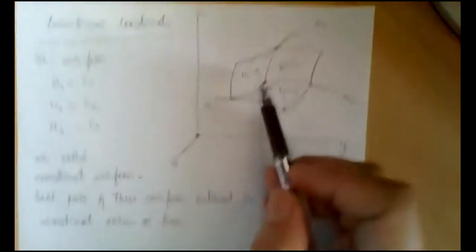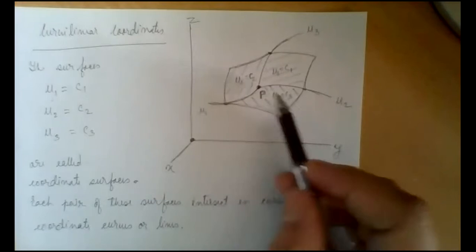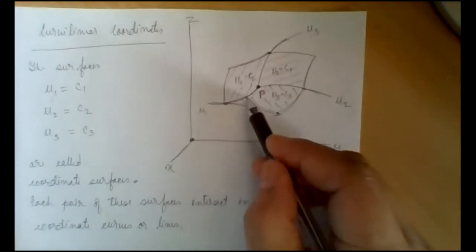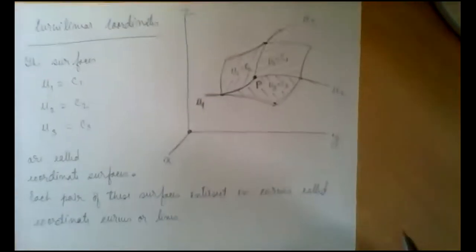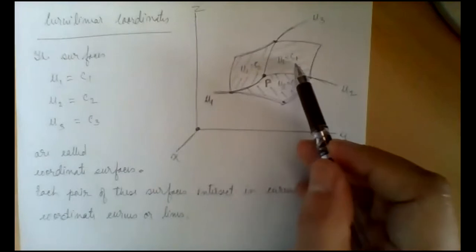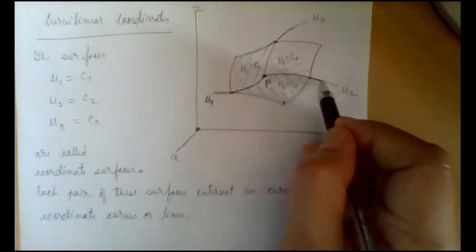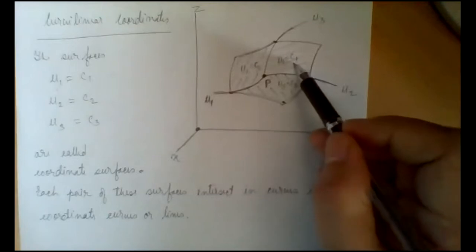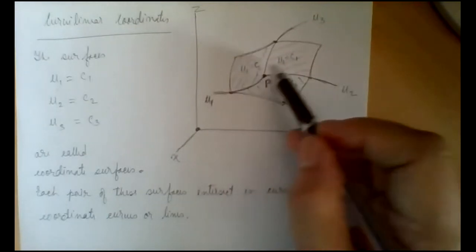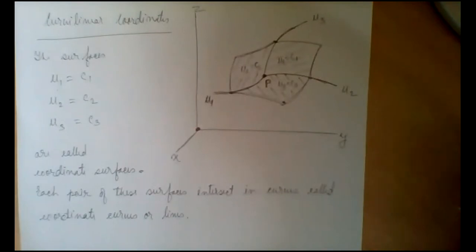Look at the surface u2 equal to some constant c2, and u3 equal to c3. These two surfaces intersect along a curve, and this curve is the u1 coordinate curve or u1 line. Similarly, u1 equal to c1 and u3 equal to c3 intersect along this curve, called the u2 coordinate curve. And u1 equal to c1 and u2 equal to c2 surfaces intersect along this curve, called the u3 coordinate curve. This is how the coordinate curves or coordinate lines are defined.